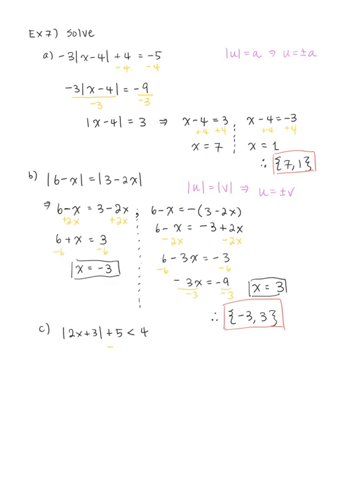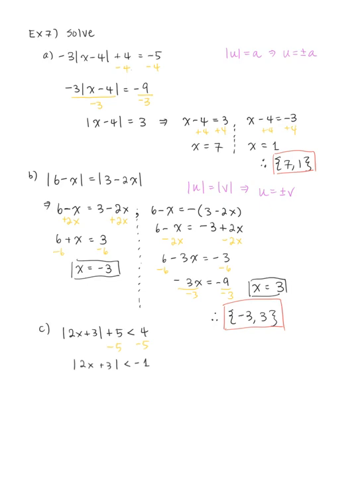So here, first I need to isolate that absolute value. That means I need to subtract 5 on both sides. Then you're going to get the absolute value of 2x plus 3 is less than negative 1. Now, did you try to solve this absolute value inequality? Well, you shouldn't, because look, we have the absolute value of something is going to be less than negative 1.